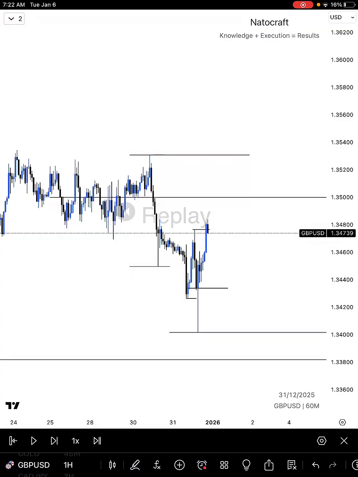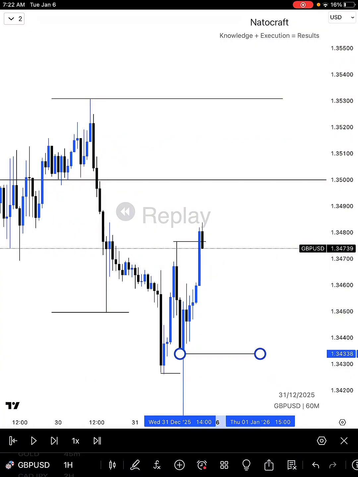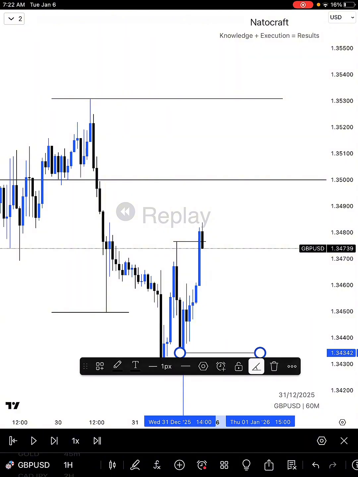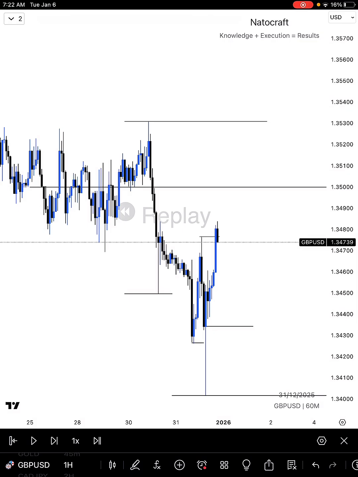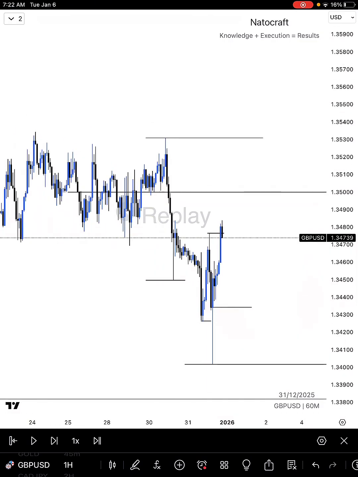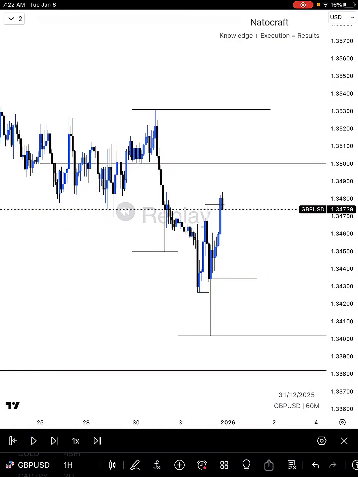I saw this V level right here, so I marked it out. But looking at this V level, it is not really clear on this time frame, but we already know that there's a V level there.